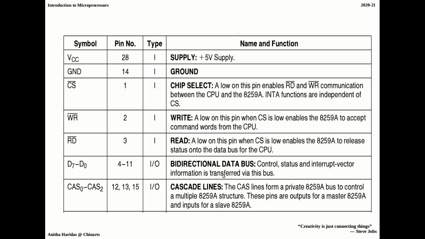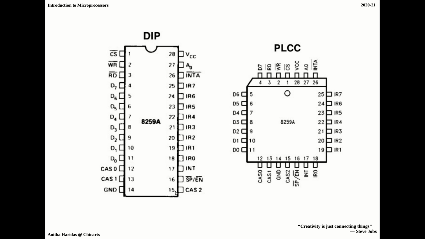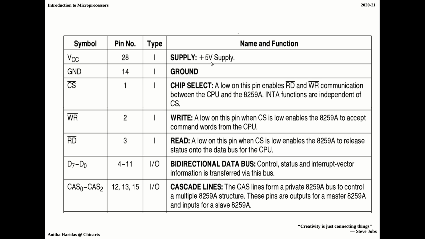One is your power supply line, the VCC line. A plus 5 volt supply is required for this VCC, and obviously when there is a power supply you need a ground also. A ground line is also there.